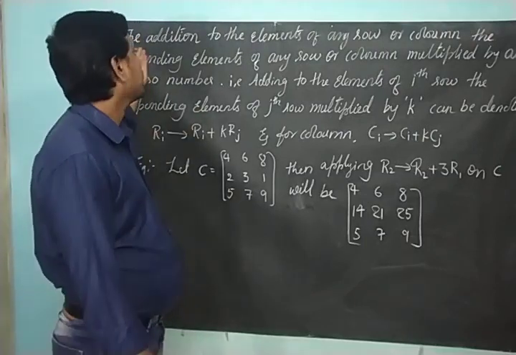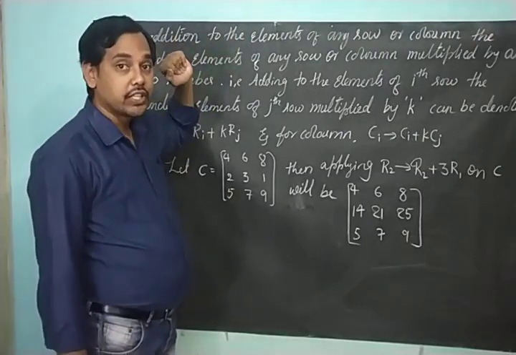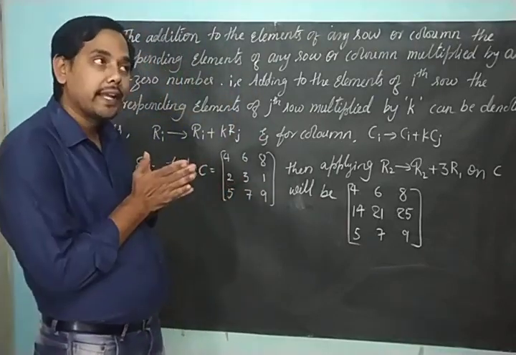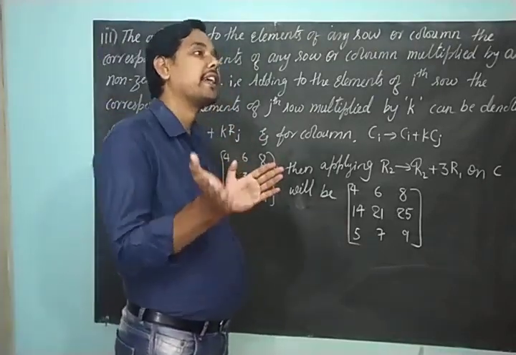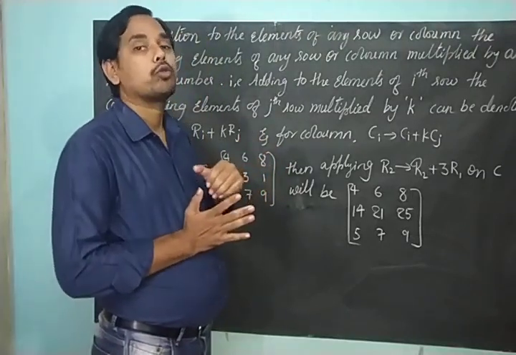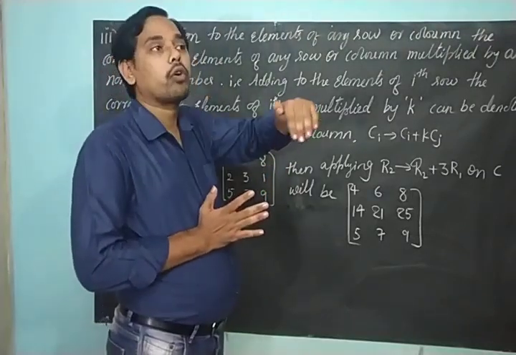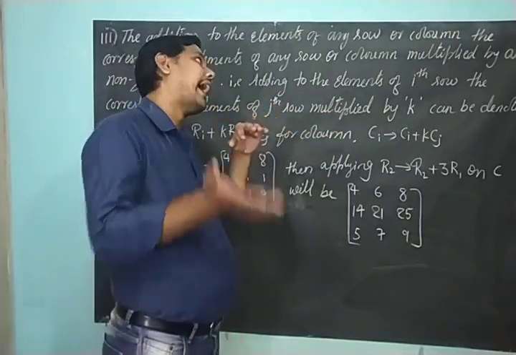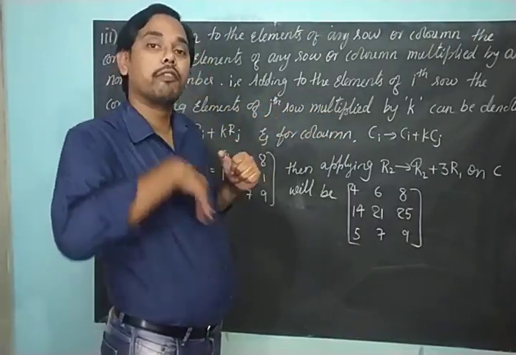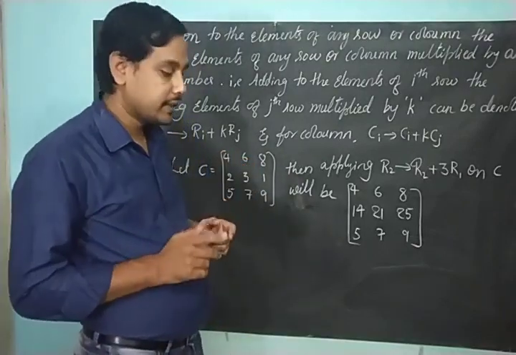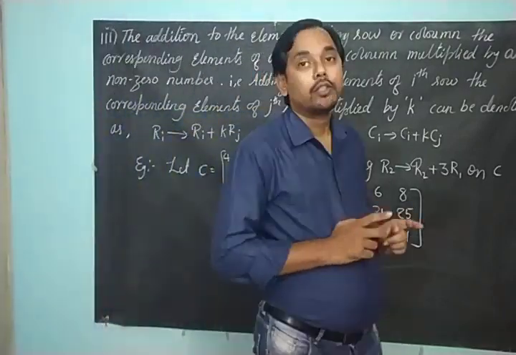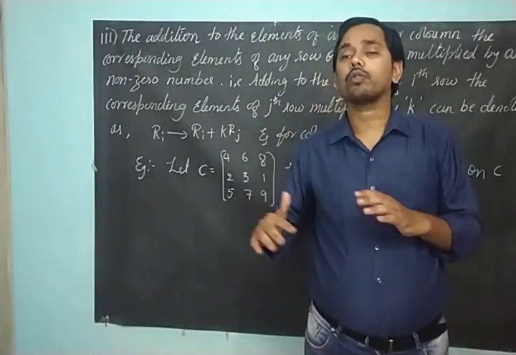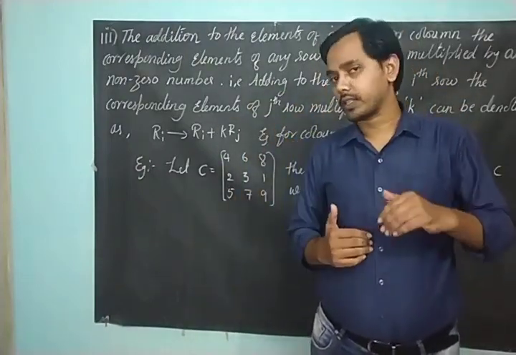What is it saying? The addition to the elements of any row or column. So to any row or column, if you are adding elements, to elements of any row or any column, if you are adding the corresponding elements of another row. Is that clear? Don't get confused here. To elements of any row, we have the first row, second row, third row. That way we have n number of rows.